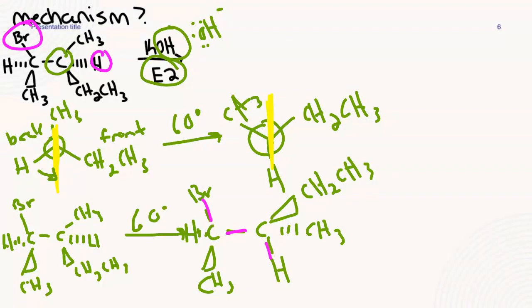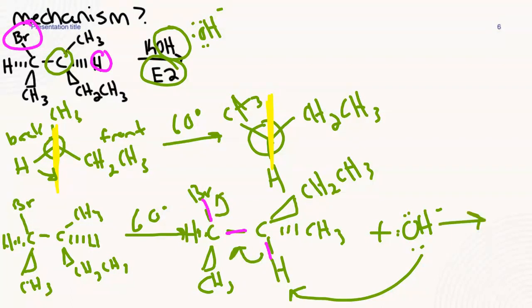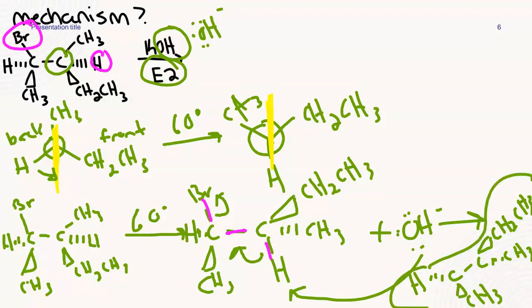So now that I have that, now the base can come in and do things. The base will take the hydrogen, and that C-H bond will break. And those bonding electrons will go to make the double bond. The C-Br bond will break. That'll come off. Okay. And that is my product there.